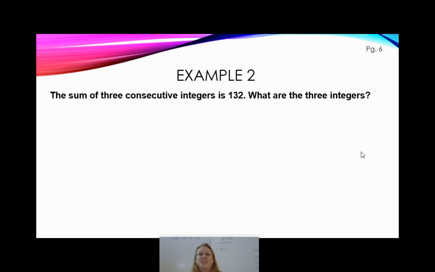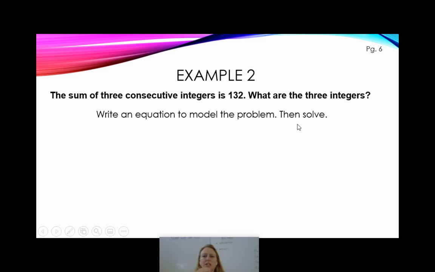If you go over to page 6, you'll see example 2. And it says the sum of 3 consecutive integers is 132. So what are these 3 integers? So let me see if I can walk us through this. When they say consecutive integers, they just mean the numbers one right after the other, right? So if the first number was 3, the next number would be 4, the next number would be 5. So it's what they're talking about when they say consecutive integers, one right after the other.